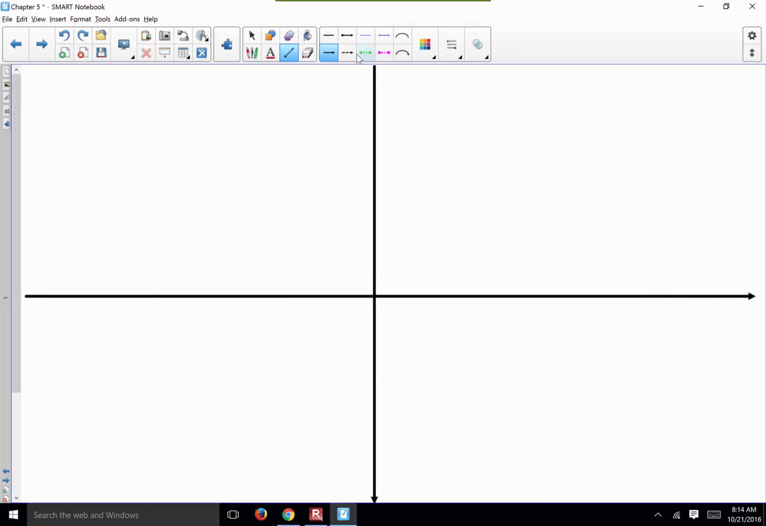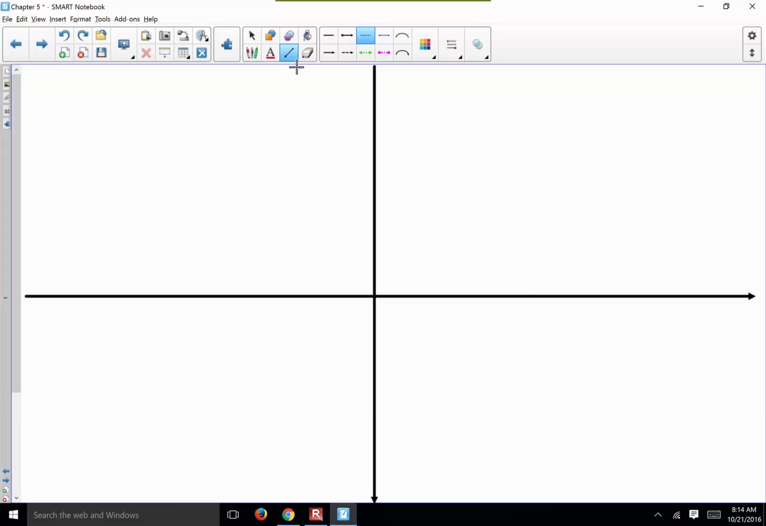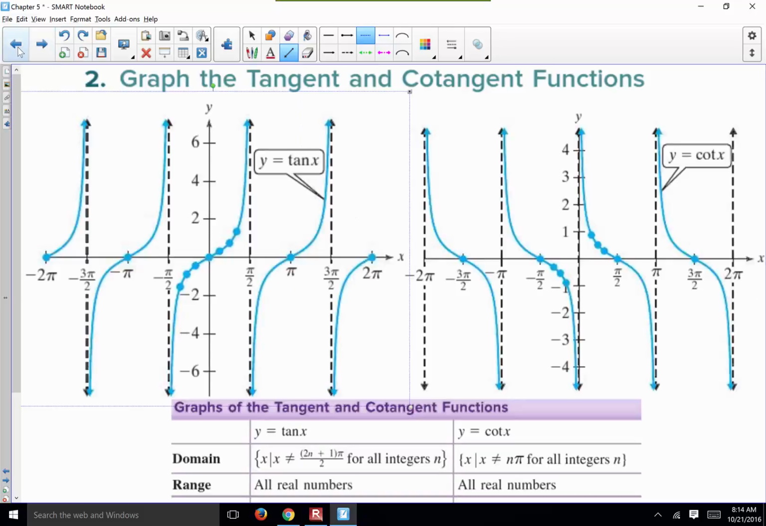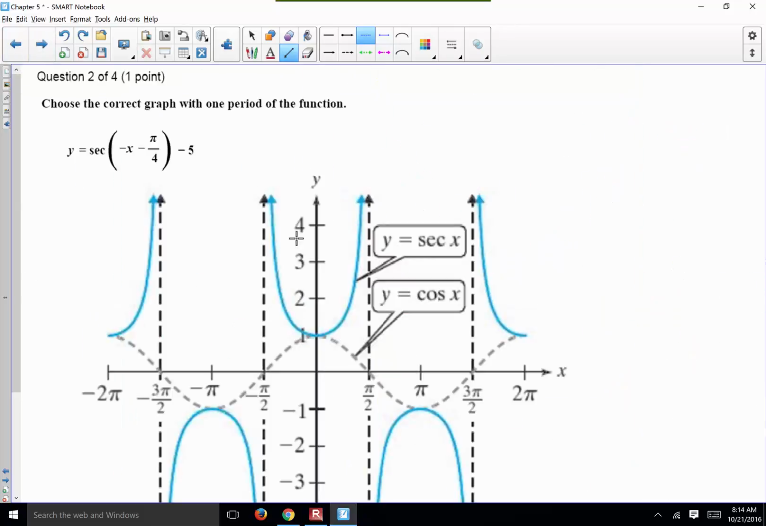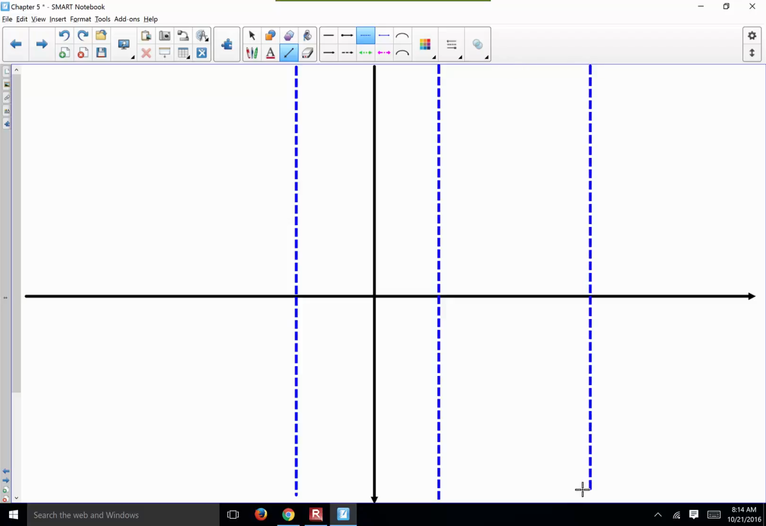So what's the time frame we picked? It's between minus pi over 2 and 3 pi over 2. Here is minus pi over 2, pi over 2 and 3 pi over 2. This is pi over 2, pi, 3 pi over 2.